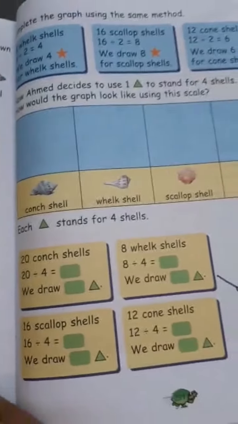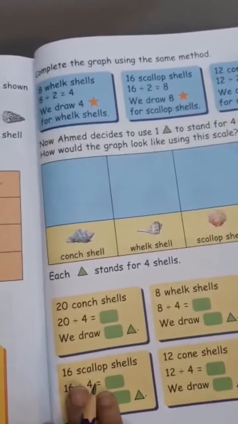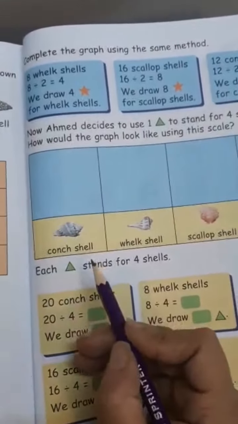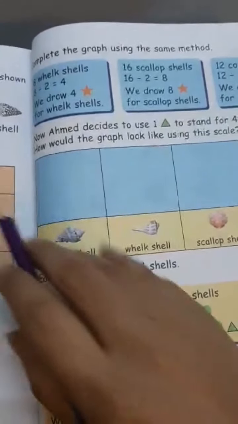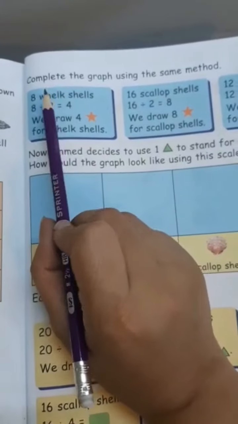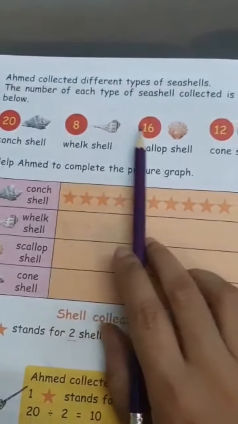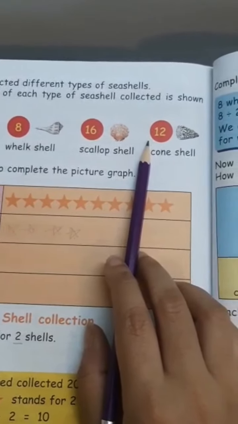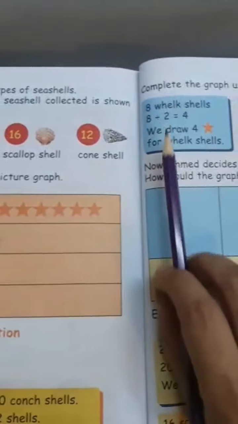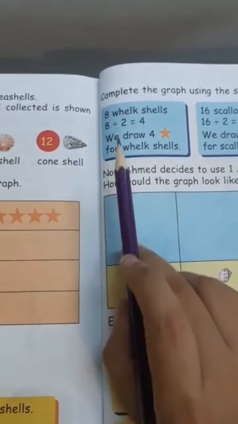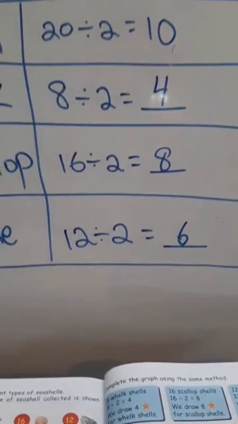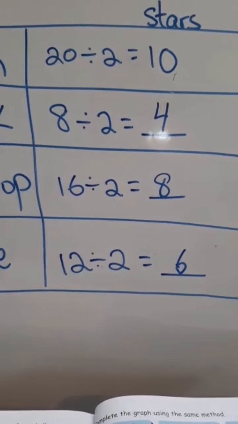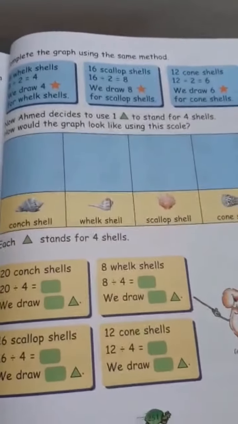Now on page 251, you guys, I would like you to try it on your own. The scale tells us each triangle stands for 4 shells. Okay. Now, we're using the same amounts, okay? The same amounts, 20, 8, 16, and 12. But instead of 2, we are now going to divide them by 4, okay? I want you guys to try this. You can make a little chart just like this, okay? And try this on your own.